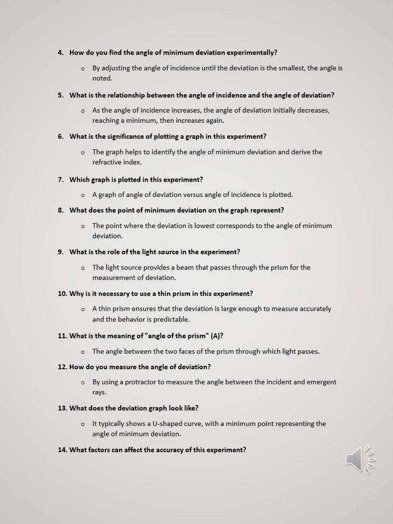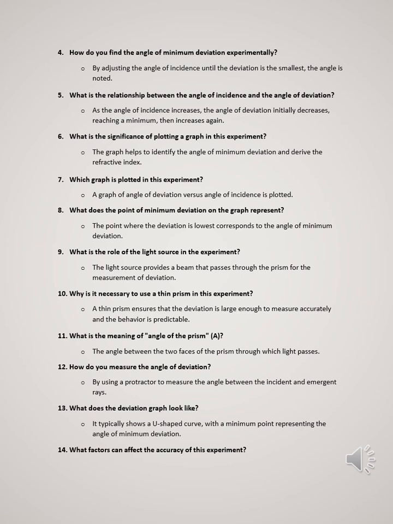12th question. How do you measure the angle of deviation? By using a protractor to measure the angle between the incident and the emergent ray. 13th question. What does the deviation graph look like? It typically shows a U-shaped curve with the minimum point representing the angle of minimum deviation.